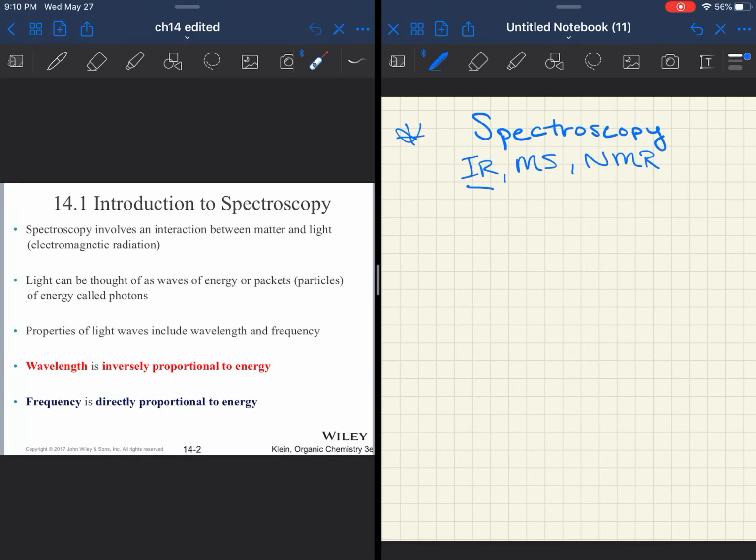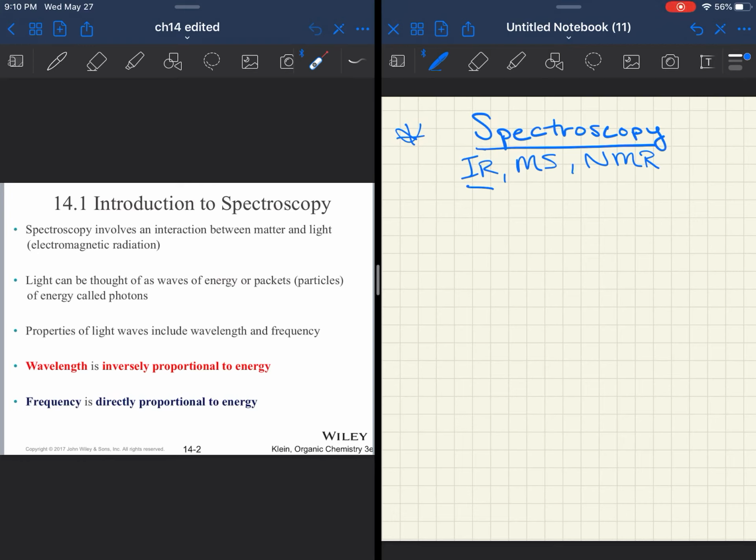Spectroscopy, the word spectroscopy, means the study of how matter interacts with light, right? And not just visible light, any electromagnetic radiation, right? So anything on that spectrum. We're going to be looking at how matter interacts with light and what we can take away from those interactions. To do that, we're going to review a little bit.